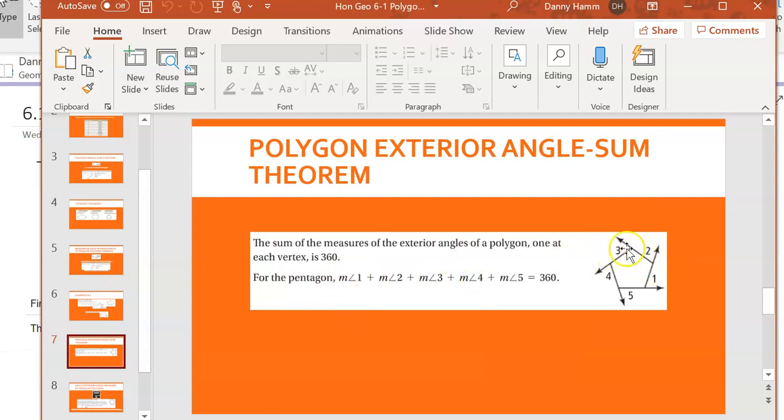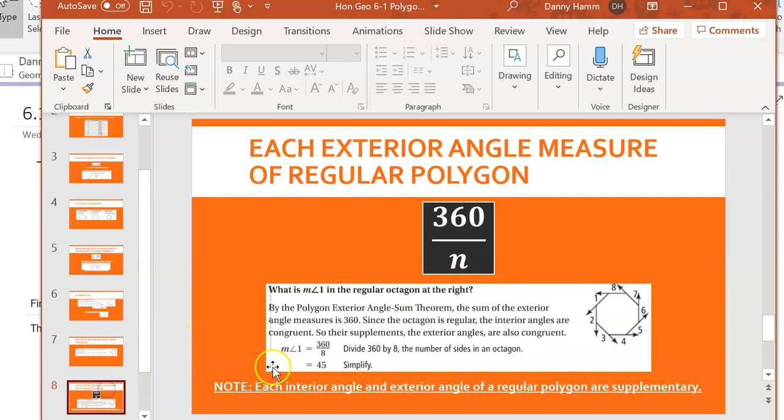And then here, just to get you used to what is meant by exterior, so we don't have to do any type of computation: the sum of the measures of the exterior angles of a polygon is always 360. And if we wanted to find each exterior angle, we simply divide 360 by the number of sides.